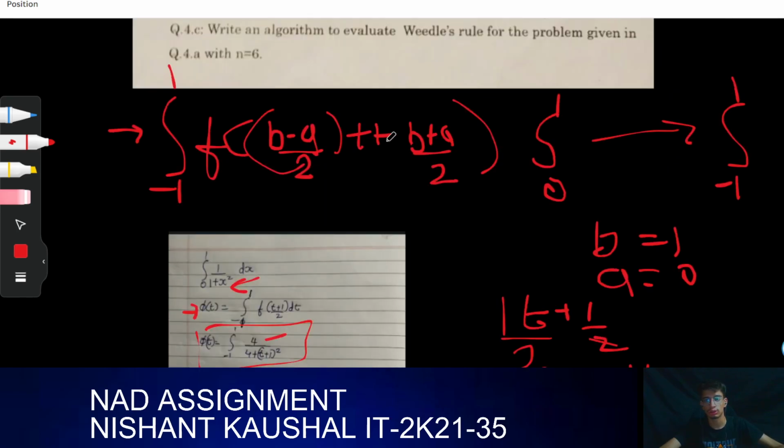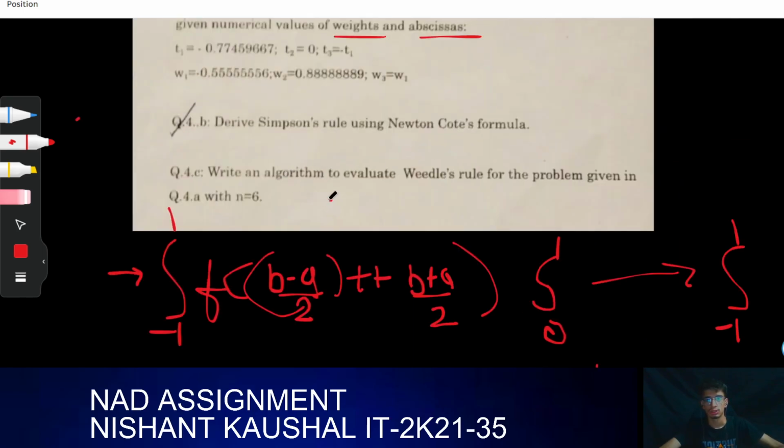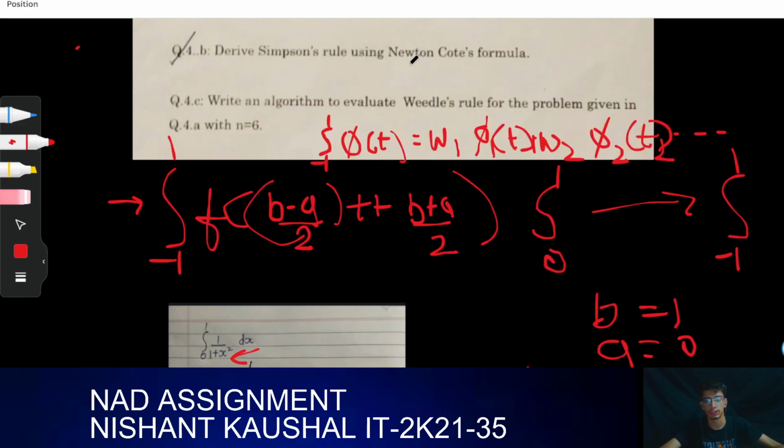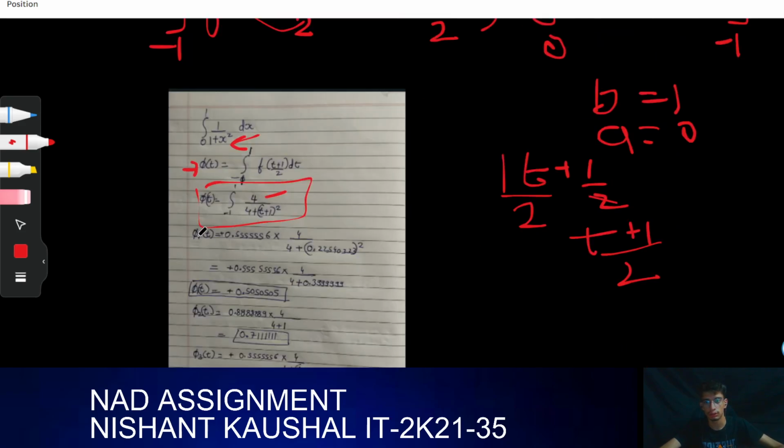Now according to the Gauss-Legendre quadrature formula, the integral from -1 to 1 of phi of t equals w1 phi 1 of t plus w2 phi 2 of t and so on. So here w1, t1, w2, t2, w3, t3 values are given. So we have just put in the values.